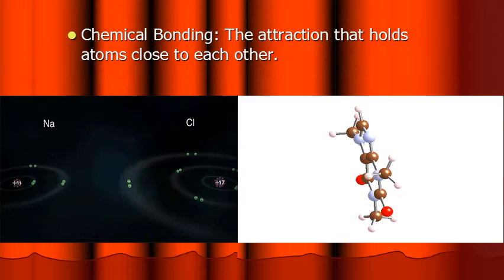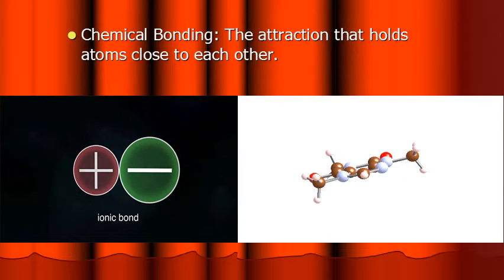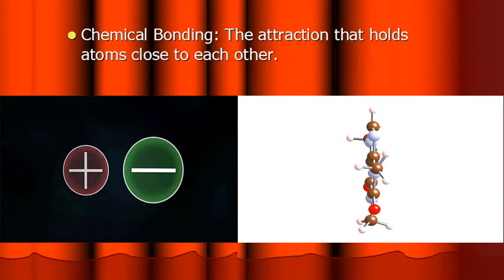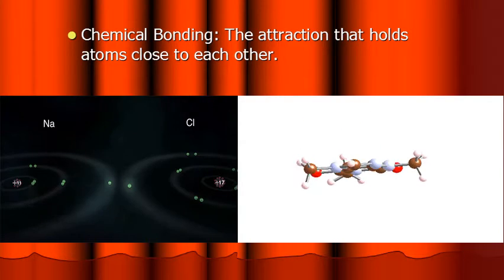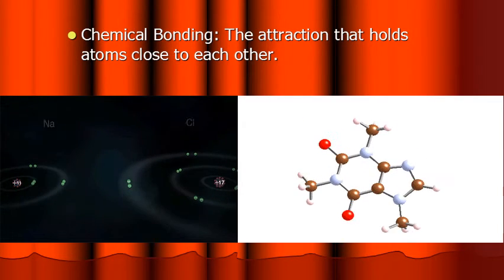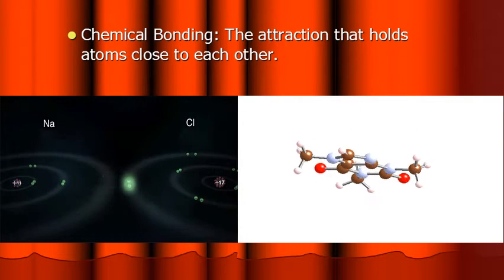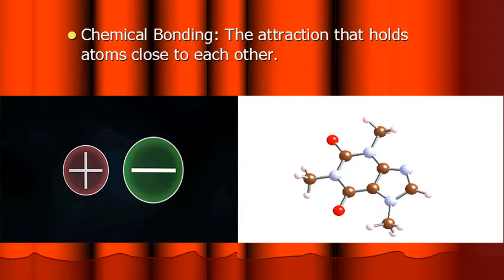So, chemical bonding is the attraction that holds atoms close to each other and creates molecules. Molecules like H2O molecules, or like these salt molecules of sodium and chlorine stuck together, or a sugar molecule, or DNA molecules. And those are all just collections of atoms stuck together.